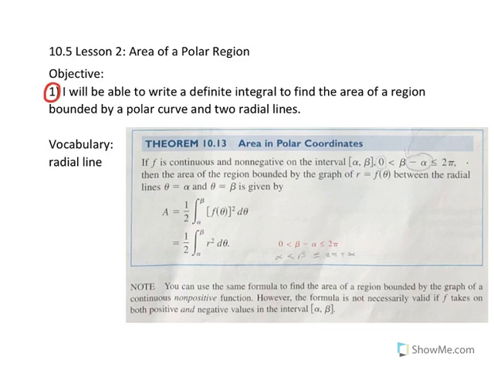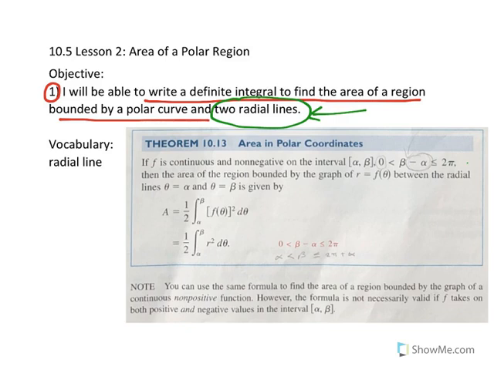So today we looked at a couple of examples for writing a definite integral to find the area of a region bounded by a polar curve and two radial lines. And our emphasis was on understanding how your polar region is defined, and that will help you to determine what the limits of integration should be.